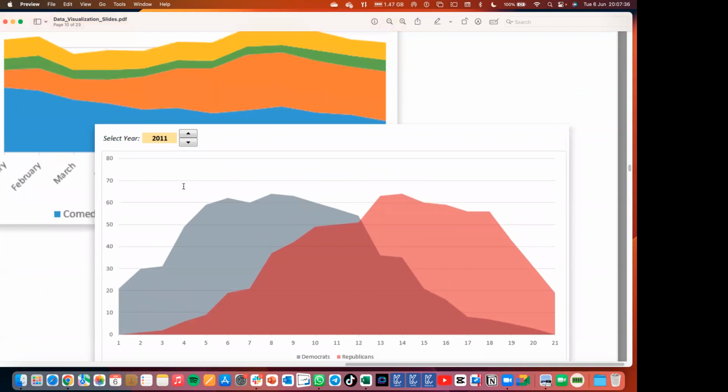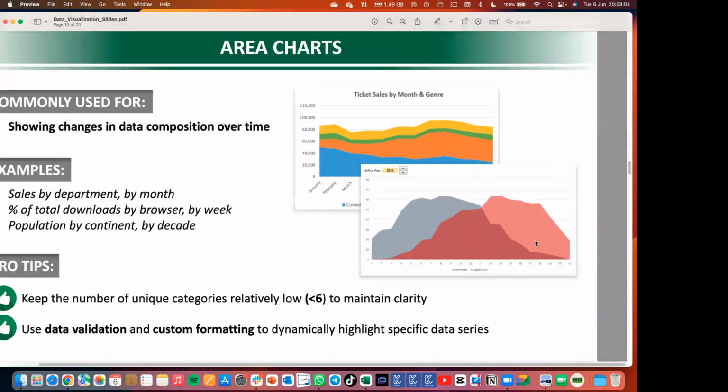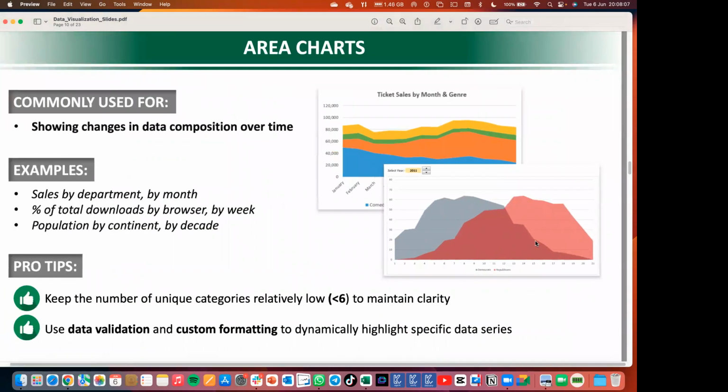So when you select 2021, it shows you that from one, we didn't have any Republican, but the Republican came on increasing as we are going on. This is the distribution. At 9, it was that high. And when we reached this equilibrium, the Democrats was reducing as the other one was increasing. So we shall meet that on how to come up with such, but as of now, those are area charts.